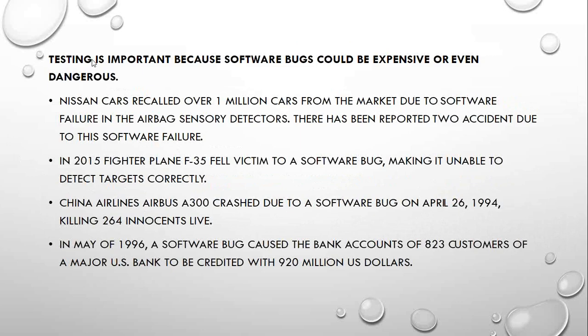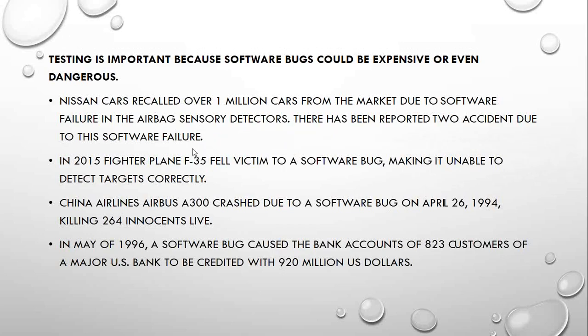Here are some facts about what happens if you don't test software properly. These are some of the cases that happened in history. For example, Nissan recalled over 1 million cars from the market due to a software failure in the airbag sensor, and two accidents were reported. They released cars into the market, and later found there were defects with the airbag. So they recalled 1 million cars and fixed the errors.